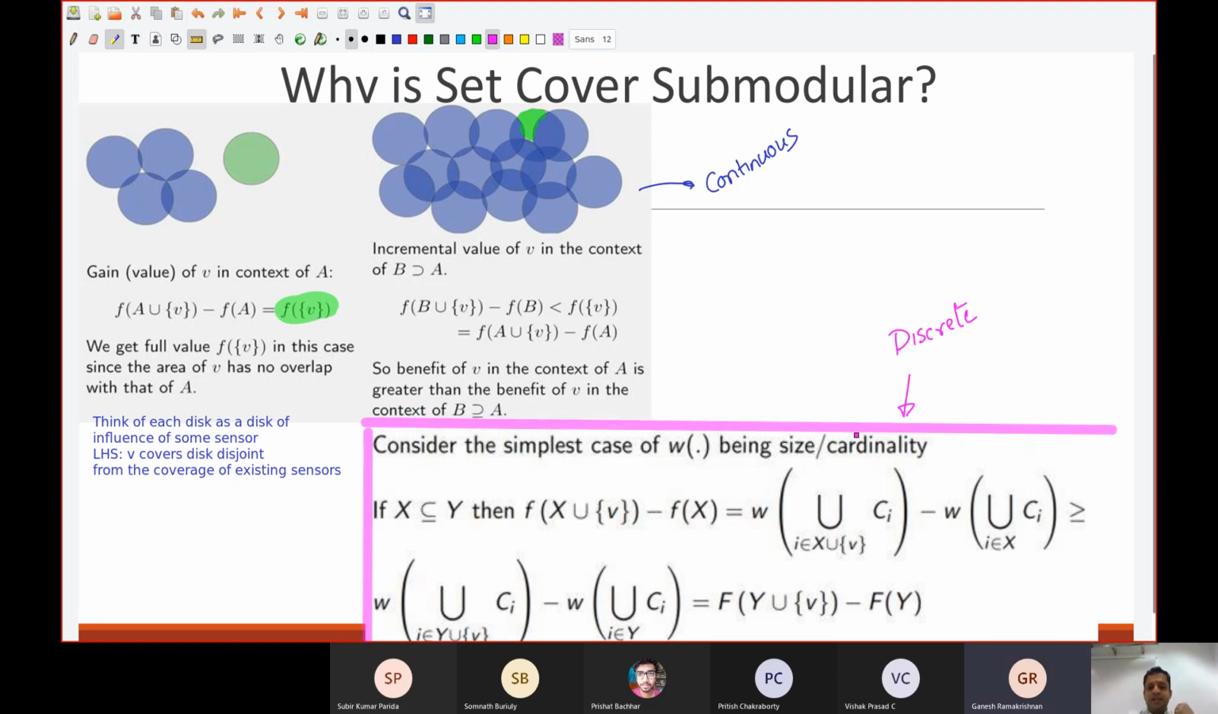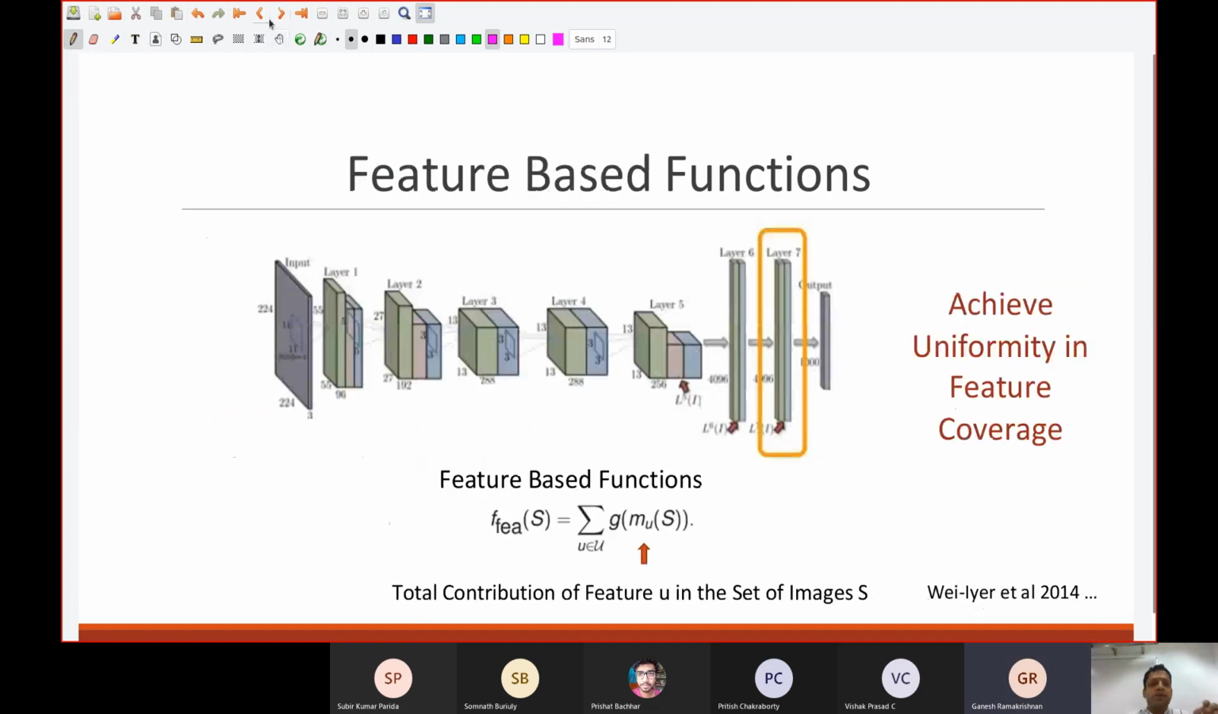If you take the simplest case of W being cardinality, then if X is a subset of Y, we can basically write down W, very much like we did for facility location, and you can show that the inequality holds. So the proof is not very difficult. Try completing the arguments of this proof. I would like to move on to the information function class, which is very critical for us.